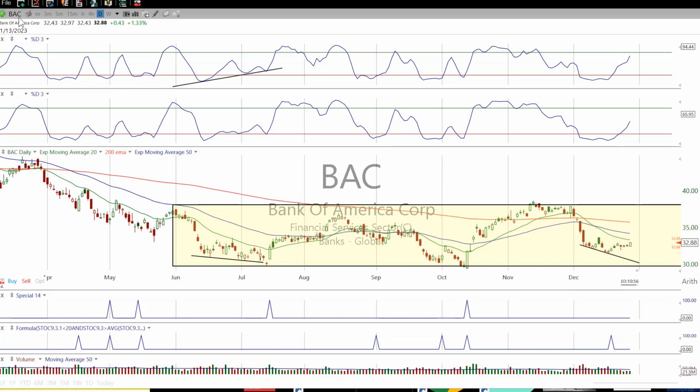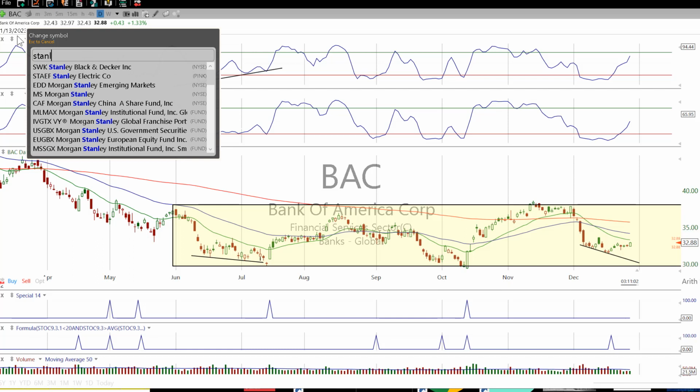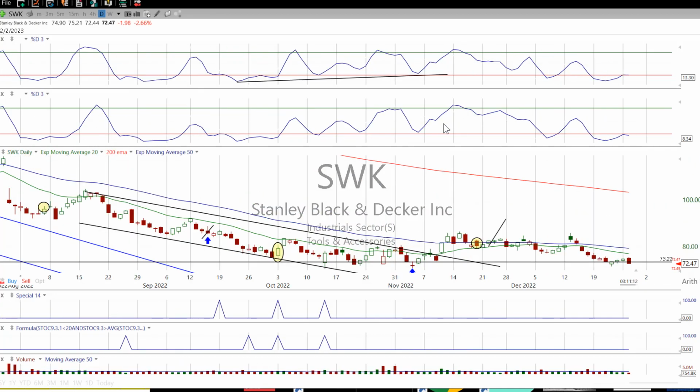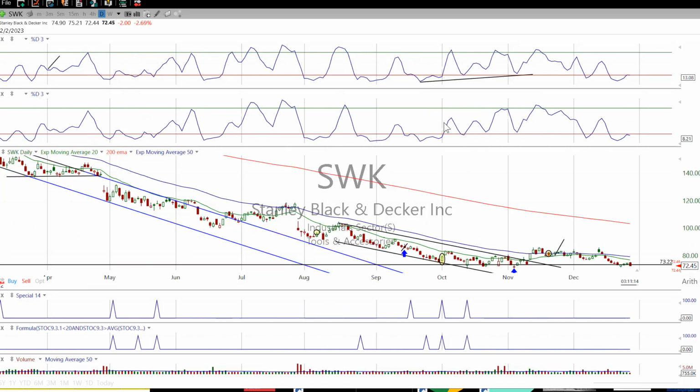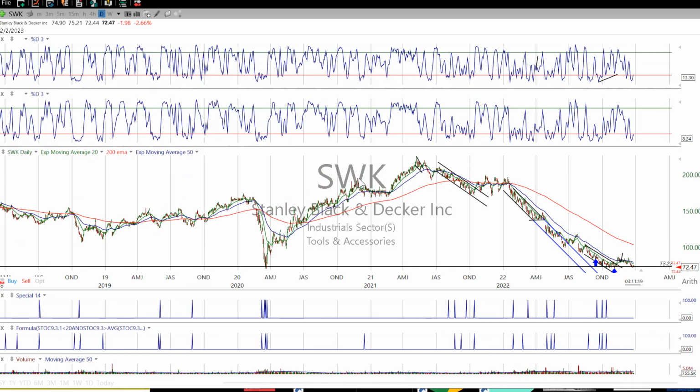I want to take a look at another one. Stanley Black & Decker. I have my eye on this one. And again, if we could see some kind of capitulation here. We're all the way back out here to 2020 lows. All these stocks are giving everything back. It's just amazing, because there was nothing here. There was absolutely nothing here.